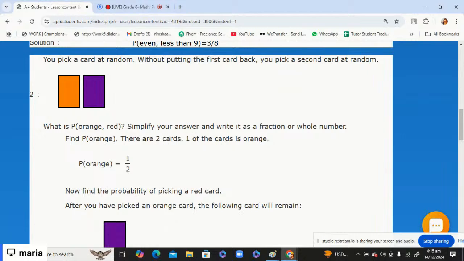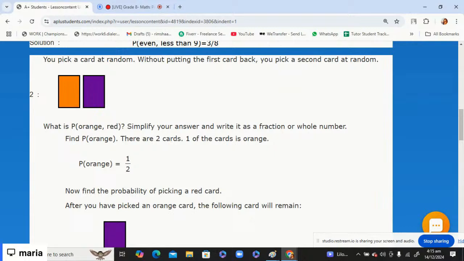So without putting the first card back, you pick a second card at random. Okay? So what is the probability of orange or red? Simplify your answer and write it as a fraction or as a whole number. So first we find the P of orange, then we find the P of red. Sorry, P of orange and P of red.